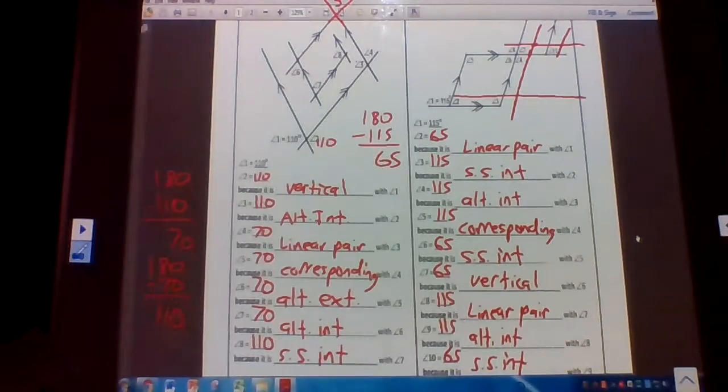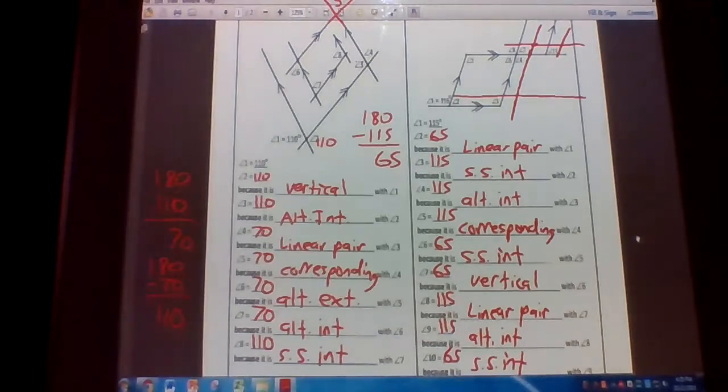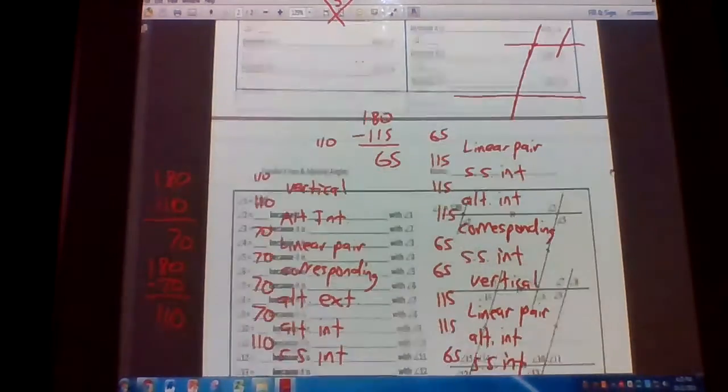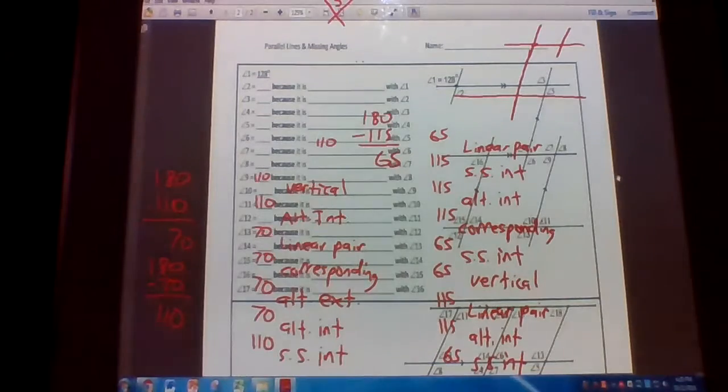Okay. That's the front side. Now we have to go to the back side. Probably can zoom in a little bit on this one.